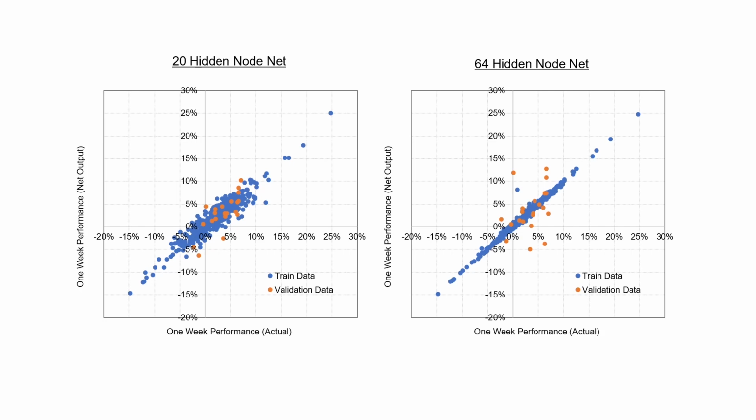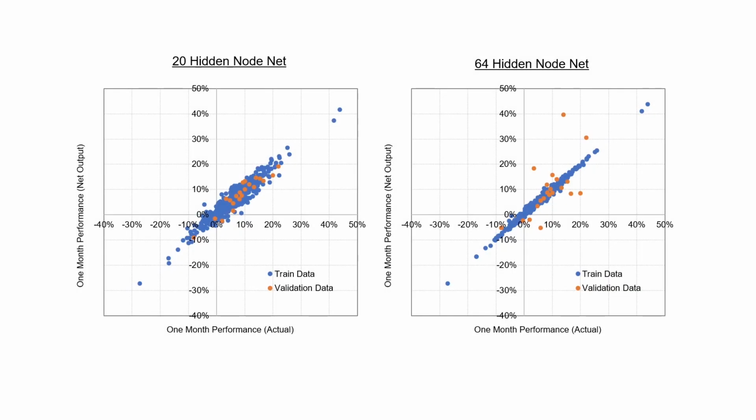However, the validation data in fact matches better for the 20-node net as compared to the 64-node net, which has a much wider spread. This is often the case when neural nets are overtrained. When designing a neural net, we need to consider the validation set and training set accuracy trade-off. Generally, we can improve validation performance with more data.